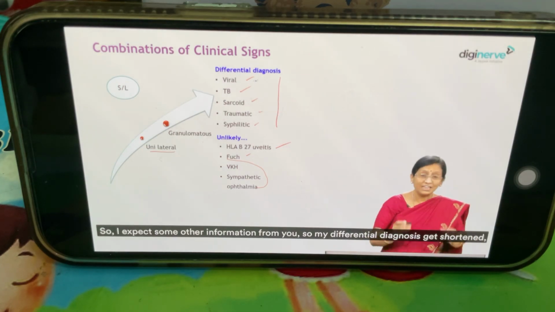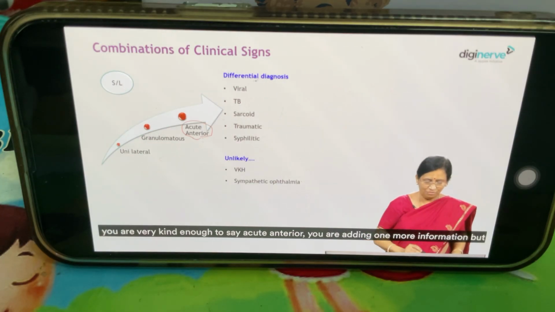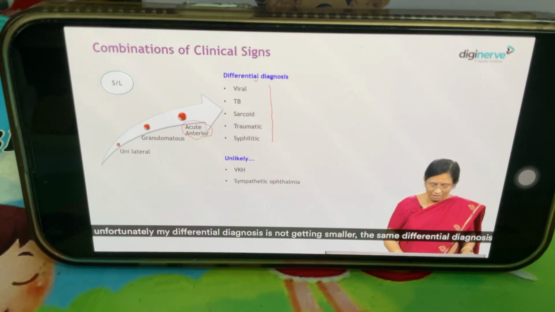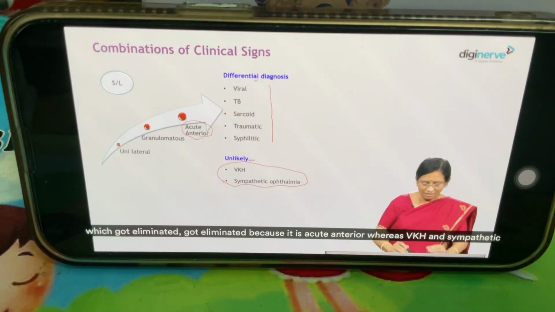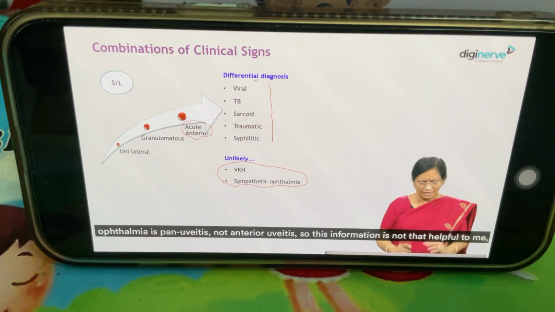So that my differential diagnosis gets shortened. You are kind enough to say acute anterior. You are adding one more piece of information. But unfortunately, my differential diagnosis is not getting smaller. The same differential diagnoses which got eliminated, because it is acute anterior, whereas VKH and sympathetic ophthalmia is panuveitis, not anterior uveitis. So this information is not that helpful to me.